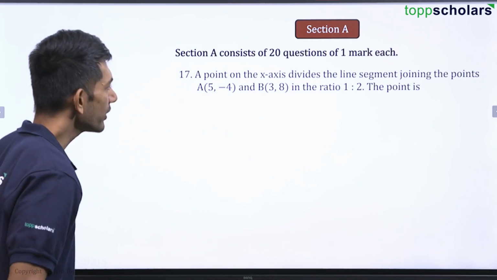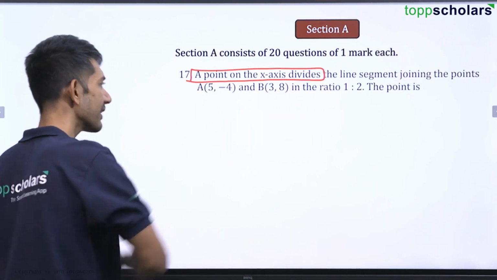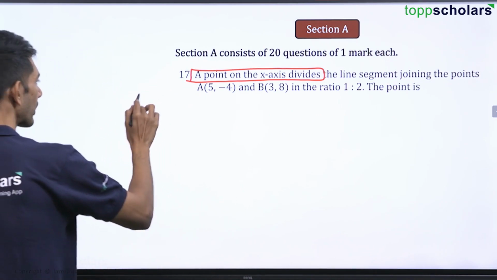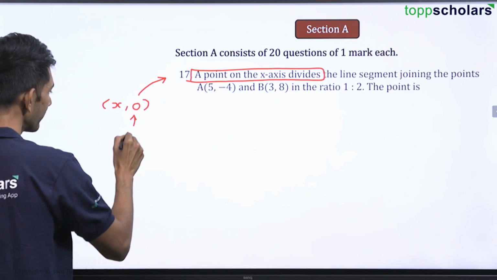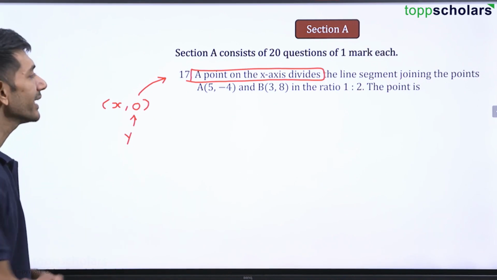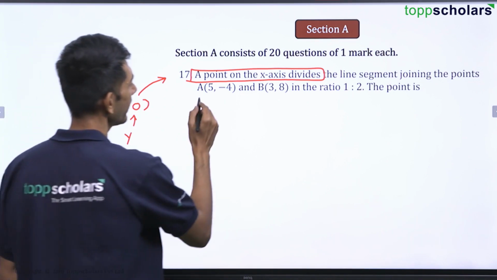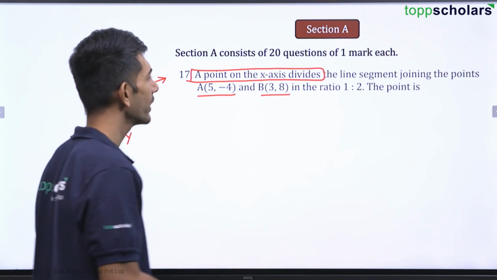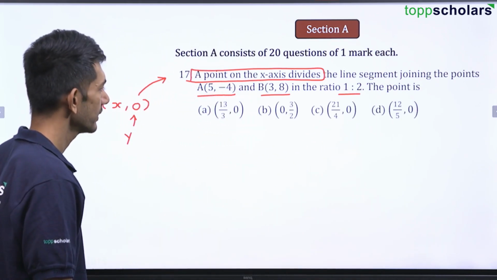It says a point on the x-axis. As soon as they give you a point on the x-axis, you should be able to write it down that it is of the form x comma 0. That is, y is 0, because the point lies on the x-axis. It divides the line segment joining the points A(5, -4) and B(3, 8) in the ratio 1:2. Then what is the point? The point is what is asked.